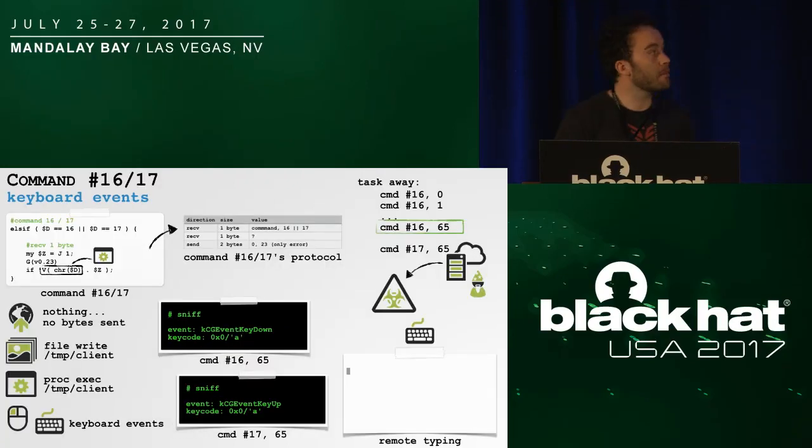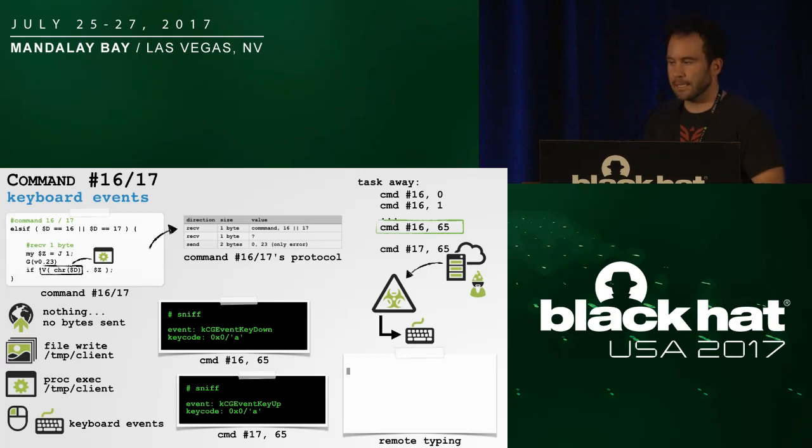All right, so the final command I'm going to talk about is command number 16 and 17. Again, triage the command to understand the protocol. We see it invokes J with a 1, meaning it wants our command and control server to send 1 additional byte. And then invokes V, which again we know drops and executes that embedded Mach-O binary. And the process monitor and file monitor shows that happening. Most interestingly though, the keyboard sniffer lights up.